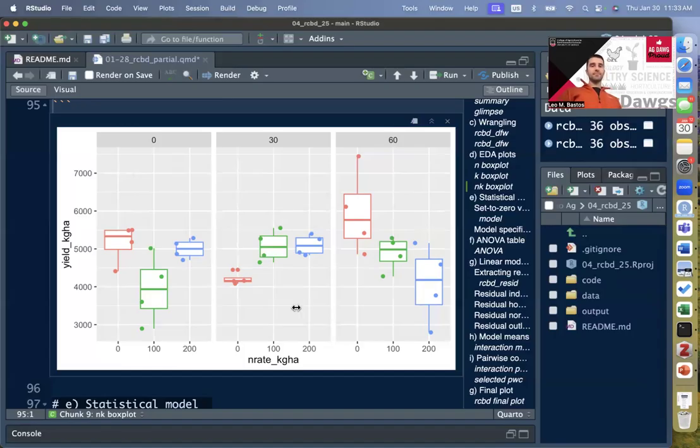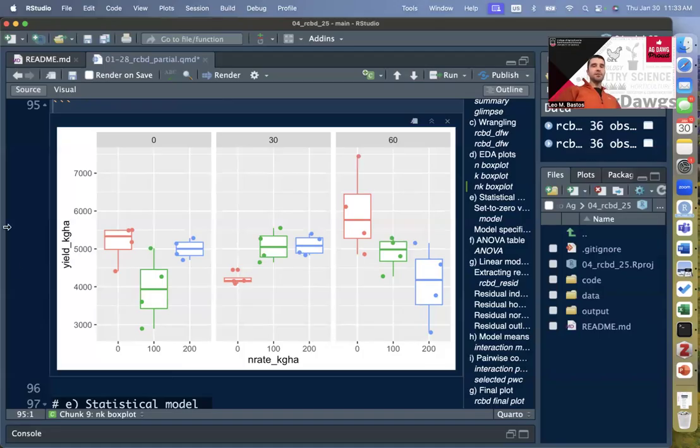Yeah. So if we did not have an interaction, maybe under the first panel we would see the same pattern of box plots. On the second panel, the same pattern. On the third panel, the same pattern. It's not what we're seeing here, right? We're seeing different patterns of nitrogen depending on the potassium rate. This is one indication that perhaps there is an interaction here.